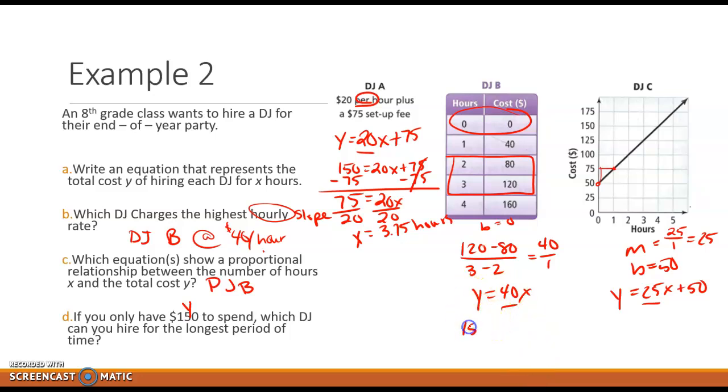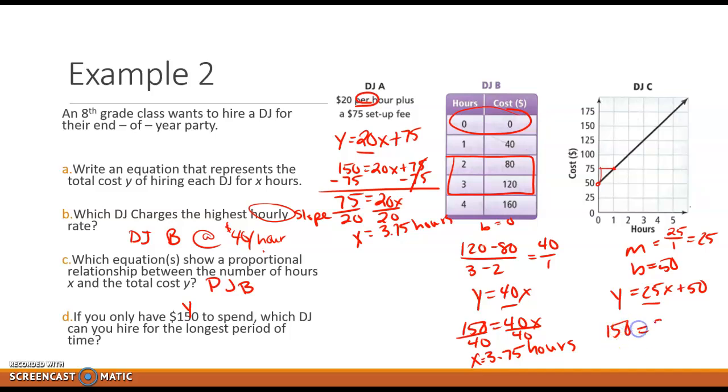If we put 150 in for y, we'd have 150 equals 40x. So now we're going to divide by 40. 150 divided by 40 is 3.75 hours. So those are the same.